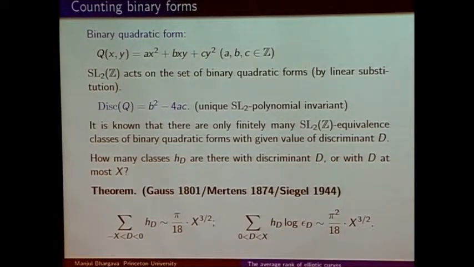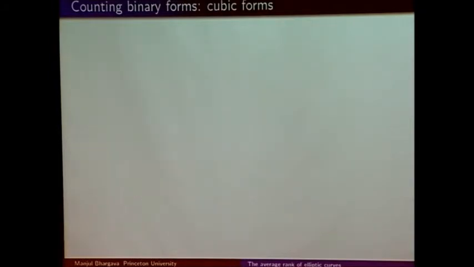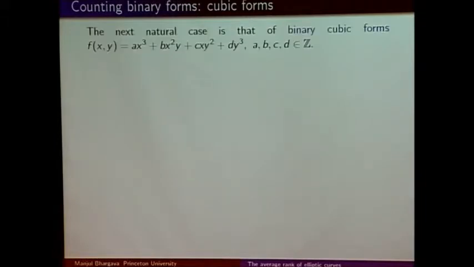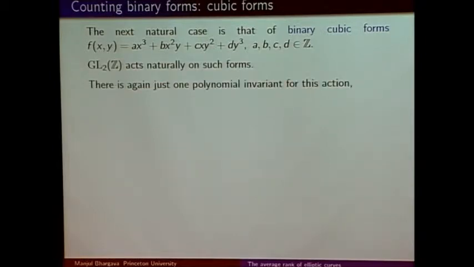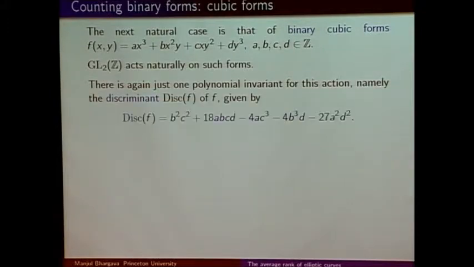And that's in contrast to the case of cubic forms, right? So if we go to the next case of cubic forms, if you look at binary cubic forms over Z, then again GL2(Z) naturally acts on such forms. And again, there's just one polynomial invariant for this action. Unlike b squared minus 4ac, most people don't remember this. I always forget it too, so it's that. So this is the discriminant of a binary cubic form. It's the unique polynomial invariant again, in the sense that every other polynomial invariant is a polynomial in this one.